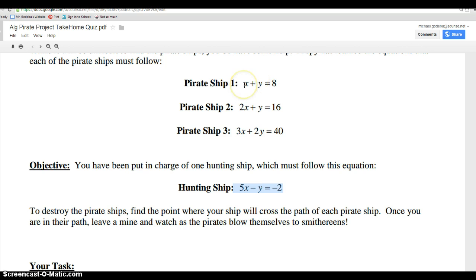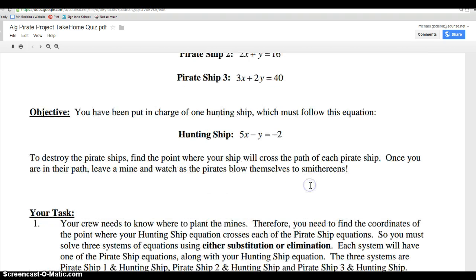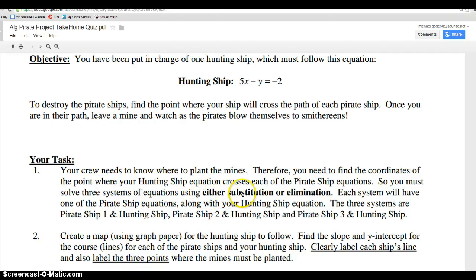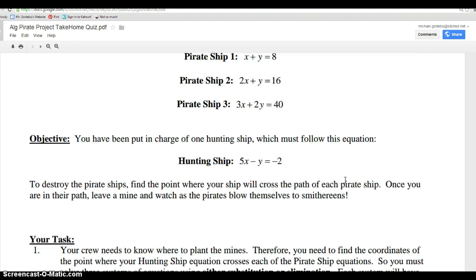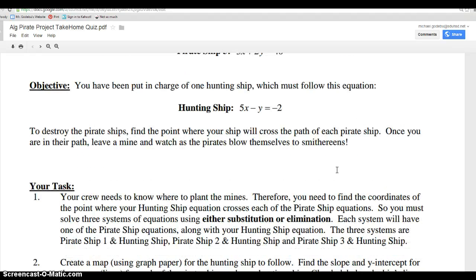So you're going to solve this system, the pirate ship 1 and the hunting ship, then the pirate ship 2 with the hunting ship, then the pirate ship 3 with the hunting ship. So you're going to be solving 3 different systems of equations, and you're going to do it 2 different ways. You're going to either use substitution or elimination, whichever way you like better, and that will give you an ordered pair where pirate ship 1 crosses the hunting ship, pirate ship 2 crosses the hunting ship, and pirate ship 3 crosses the hunting ship. So you're going to have 3 different solutions for 4 different lines.